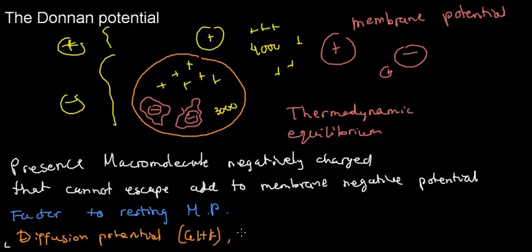The second one is, let's just say, the pumps. We have sodium-potassium pumps that help take out 3 positives and put in 2 positives, and by that they are electrogenic and they help us maintain the negative membrane potential. And also we have the Donnan potential, to a small extent.